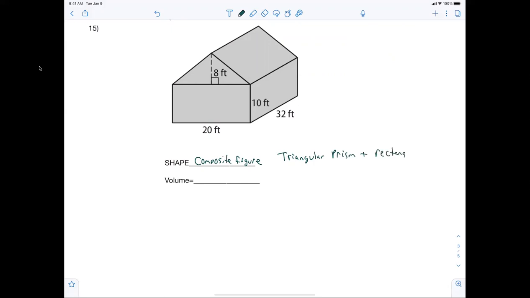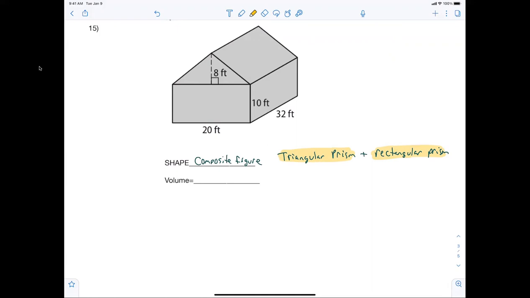I don't care if you write it down or not, honestly. I just want you to see it, right? If you can see it, it's not a big deal. Now, personally, I think we should find the triangular prism, then find the rectangular prism, and then what should I do to those answers? Add them together. All right?